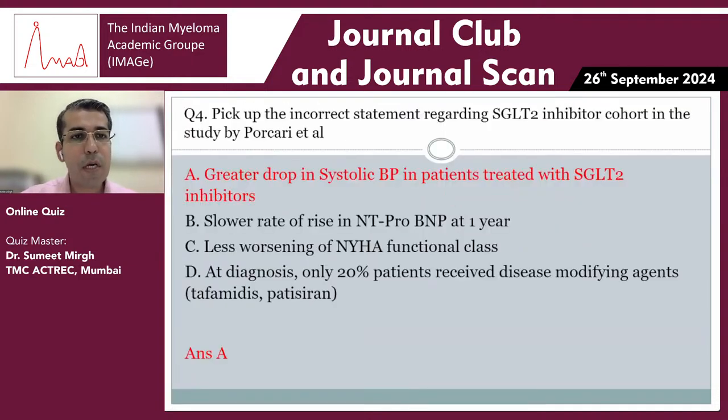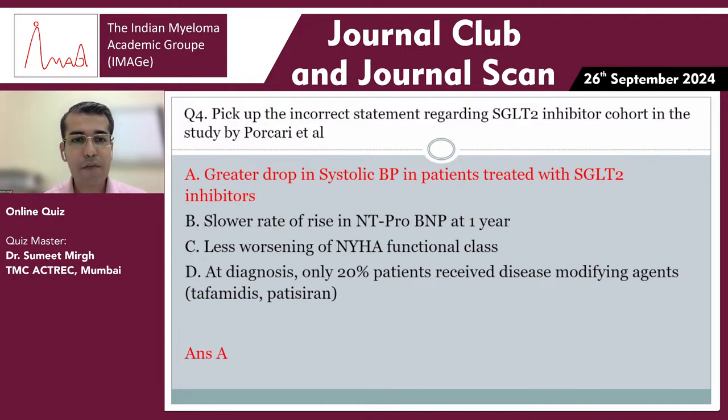So coming on to answer 4. Which of these is the incorrect statement regarding this SGLT2 inhibitor cohort? Importantly, there was no difference in the systolic blood pressures in patients who were treated with these inhibitors or without. And this is important because cardiac amyloid patients have anyways borderline low blood pressures. So you would not want to push a drug which has a blood pressure lowering tendency even with good efficacy. So that is one gain with this cohort of drugs. There was no difference in the systolic blood pressures.